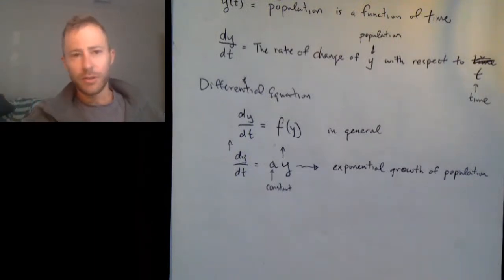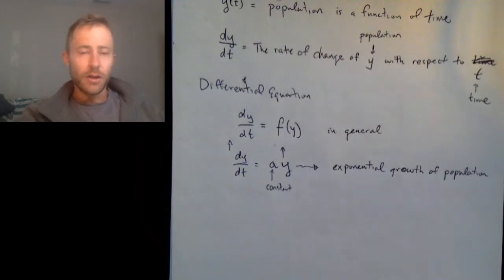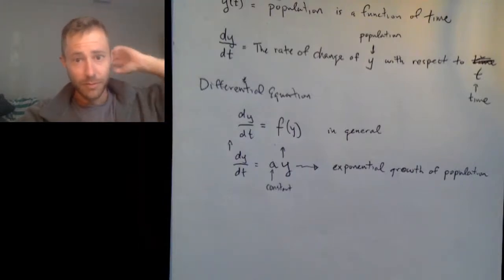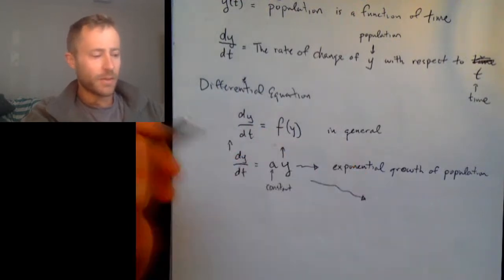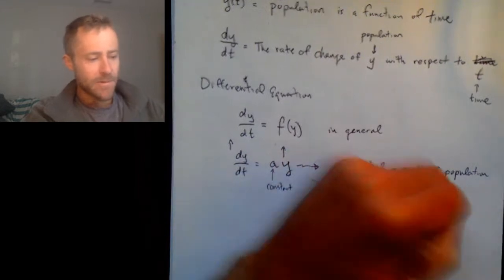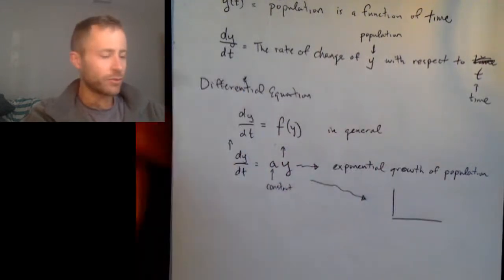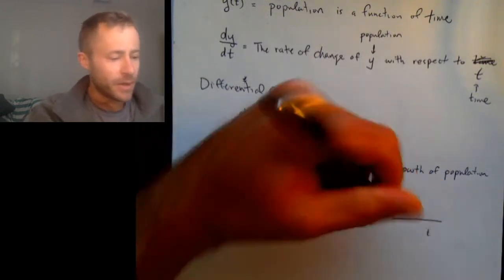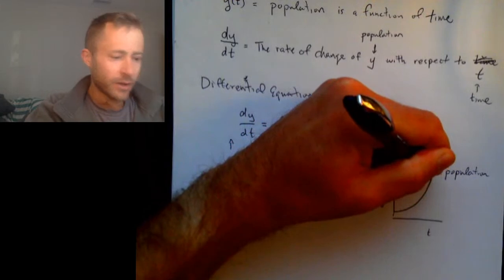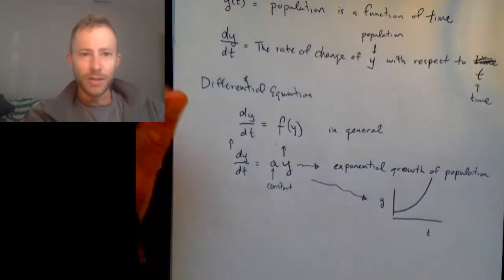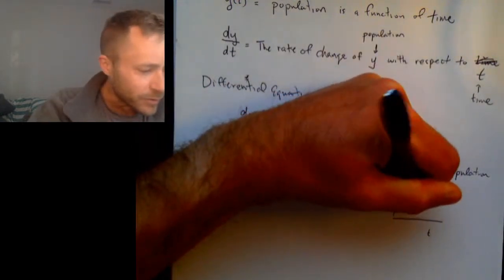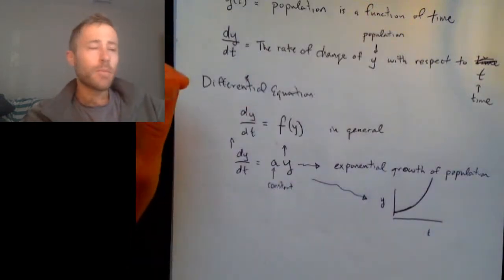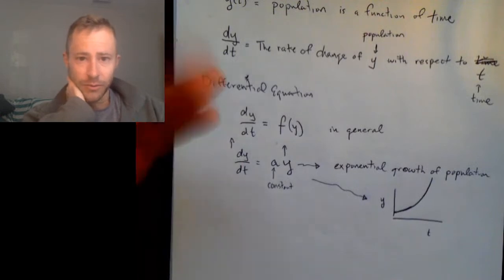But I'd like to talk about something a little more realistic, because in reality, you can't just have exponential growth forever and ever. If you were to graph the solution to this equation, y as a function of time, it's exponential growth. But that's not realistic. It should have a slope, something like this, because there are finite resources.